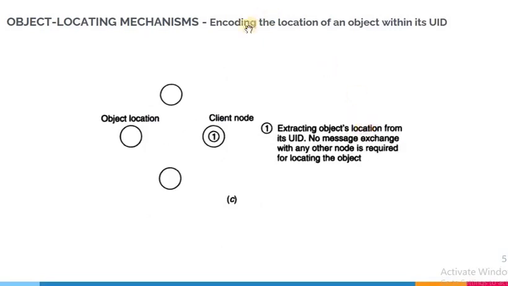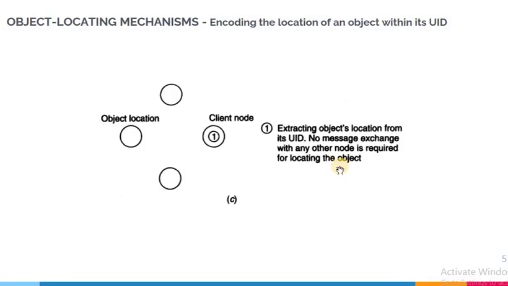This is very straightforward. Encoding the location of an object within its UID. Here it says that the name itself will have the location. We already got to know about UID from the first slide itself. So in the UID itself, the location may be written. So, extracting the object's location from its UID. No message exchange with any other node is required for locating the object, right? Because it is very straightforward. You just look at the name and you find the location of the particular object.